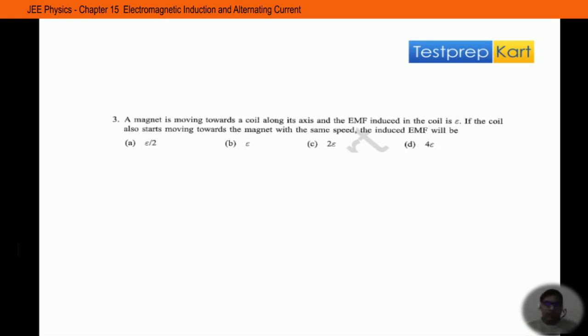Next question is, a magnet is moving towards a coil along its axis and the EMF induced in the coil is E. So there is a coil, and a magnetic pole is moving towards it. Let's suppose the north pole is moving towards this coil, and due to that there is an induced EMF E. If the coil also starts moving towards the magnet with the same speed, then what will be the induced EMF?